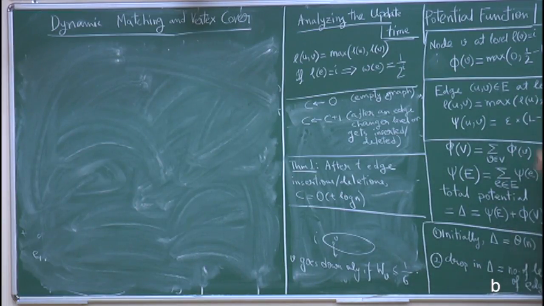So, what is the potential function? So, we associate a potential with every node and every edge. What is the potential associated with an edge? It is defined here. So, look at an edge u v, recall that the level of this edge is the maximum level among its endpoints. So, if this edge is at level I, the potential of this edge is epsilon times L minus I, where L is the highest level and epsilon is some tiny constant. You can think of it as 1 by 10 or 1 by 20, does not matter.